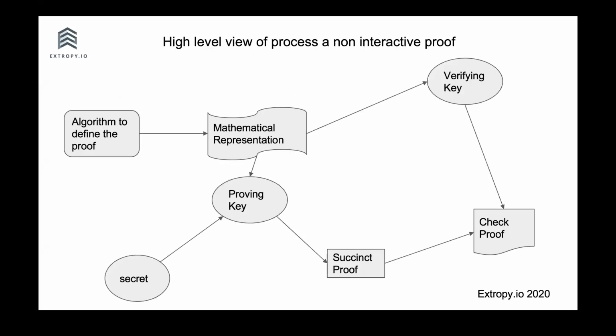So just a simple diagram to show that. We start off with the algorithm which defines our proof. We turn this into some mathematical representation, and really all of the theory I'll talk about is very much about this mathematical representation. This gives us a proving key and a verifying key. The proving key is used along with the secret to create a succinct proof, and the verifying key is used to create some code, some algorithm to verify that the proof is correct.